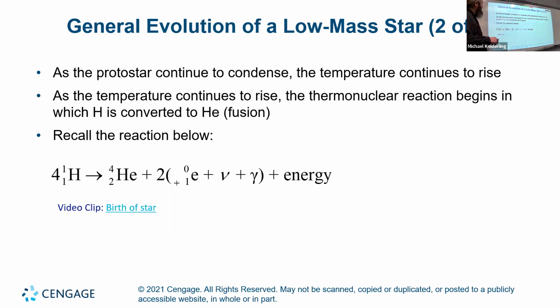So this is the reaction for fusion. 4 hydrogen nuclei combine to form 1 helium nucleus with 2 positrons, 2 neutrinos, and 2 gamma rays. And some energy in the form of stuff moving around quickly. The positrons are going to annihilate and turn into energy, and the gamma rays, that's just light.